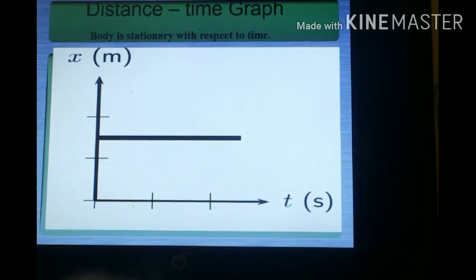This is another graph. As the time is going on increasing, the distance from the origin is constant, so the body is said to be stationary with respect to time. As time increases, the body is stationary or not moving.